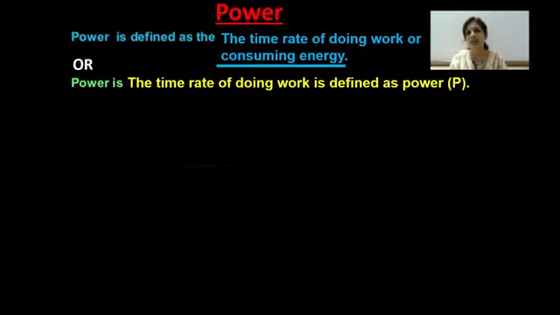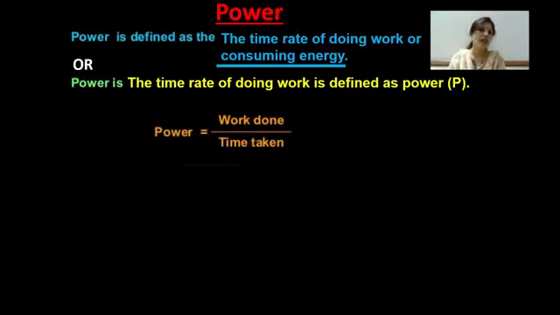So power is work done in unit time, or work done in the given time is power. It is also explained as the rate at which energy is consumed, that is also called power. Another definition: the time rate of doing work is called power, and it is denoted by the capital letter P. Like how I have explained the definition, I can write it in terms of a formula. Power is equal to work done upon time.